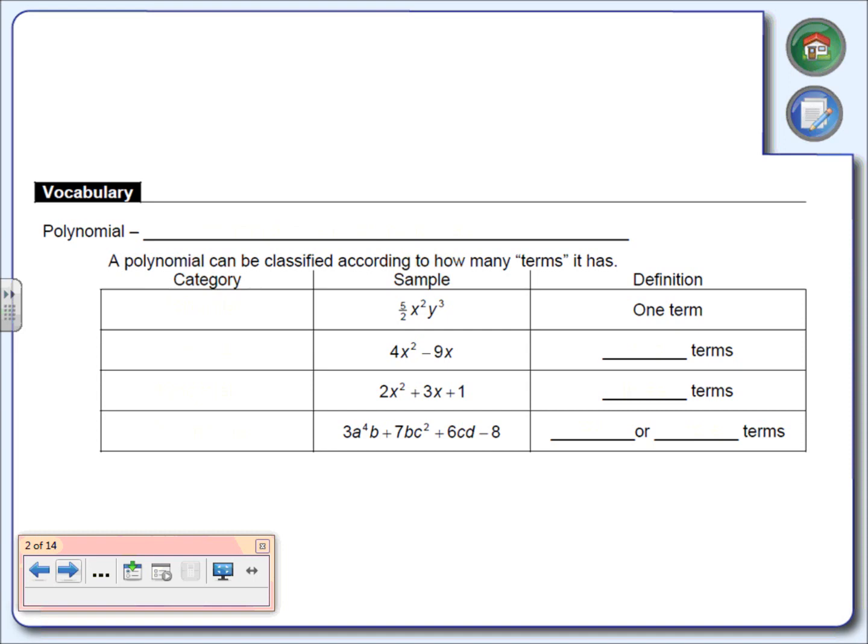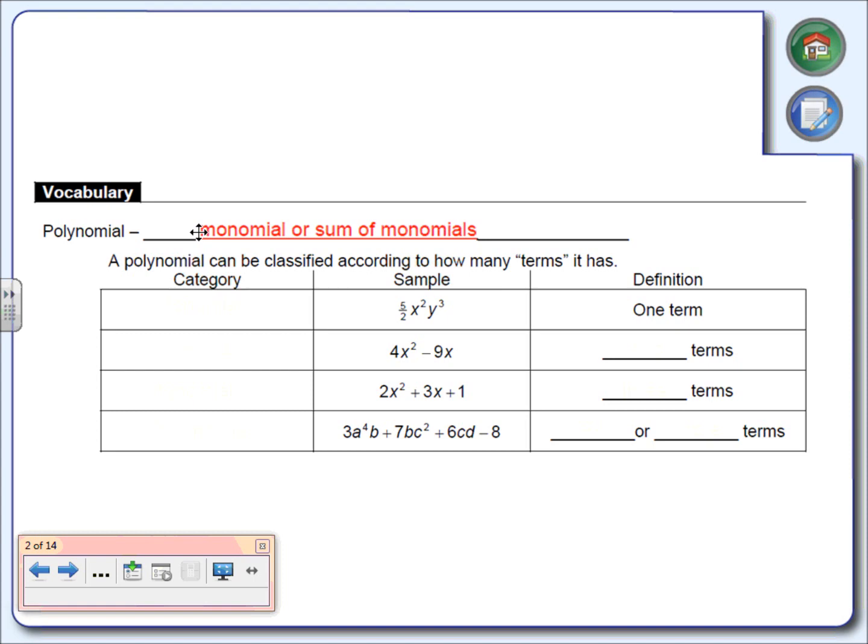So here we go. You know what mono means? What does that mono mean? Like one. Anybody know what poly means? Many or more than one. All right, so what we're going to be looking at is a polynomial. And a polynomial is defined as a monomial or the sum of monomials. So we're going to have more than one monomial today.